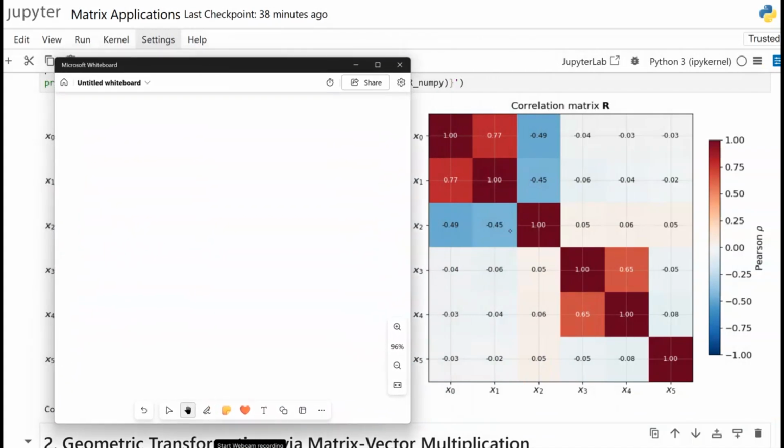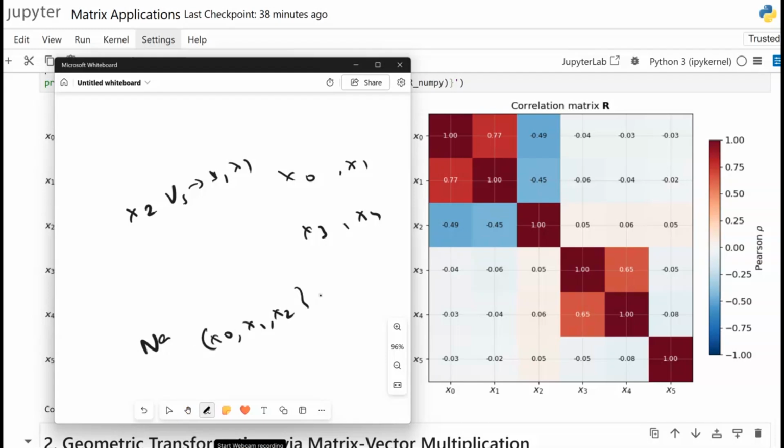So here x0 and x1 are positively correlated, and of course x3 and x4 are also positively correlated, and then we have a strongly negative correlation of x2 versus x0 and x1. And one thing, near zero correlation is also there, between x0, x1 and x2 and x3 and x4. So any feature with x5, that is also near zero correlation.